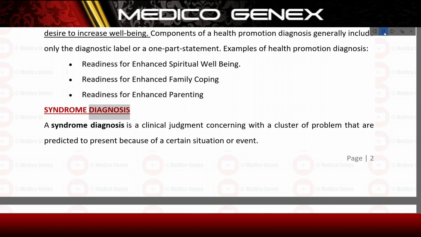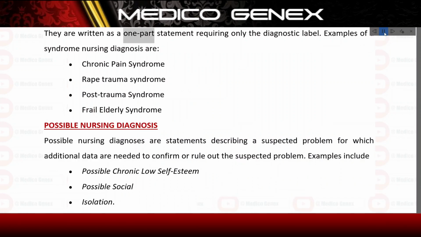Syndrome diagnosis. A syndrome diagnosis is a clinical judgment concerning a cluster of problems that are predicted to present because of a certain situation or event. They are written as a one-part statement requiring only the diagnostic label. Examples of a syndrome nursing diagnosis are: chronic pain syndrome, rape trauma syndrome, post-trauma syndrome, frail elderly syndrome.